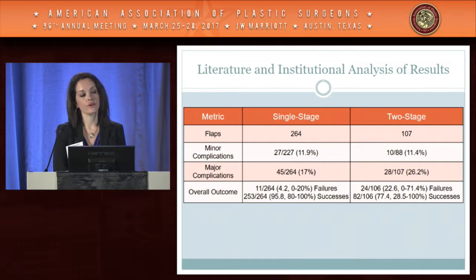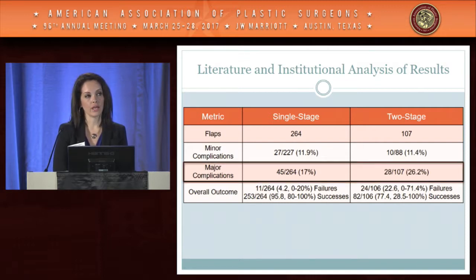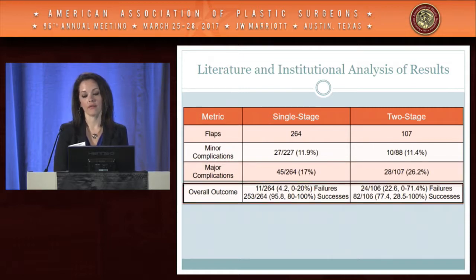Thus, combining the literature and the institutional analysis, we have 264 single-stage loops and 107 two-stage loops, and there was a similar complication rate when looking at minor complications. There was a much higher major complication rate with the two-stage approach. There was also a much higher failure rate when using a two-stage approach.